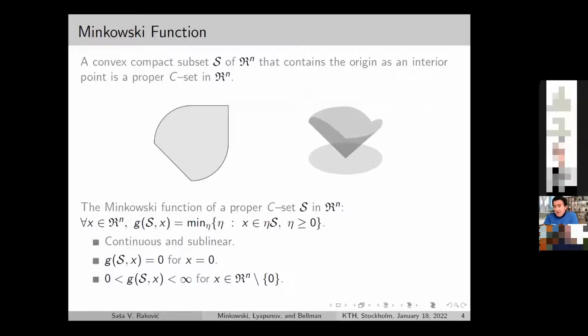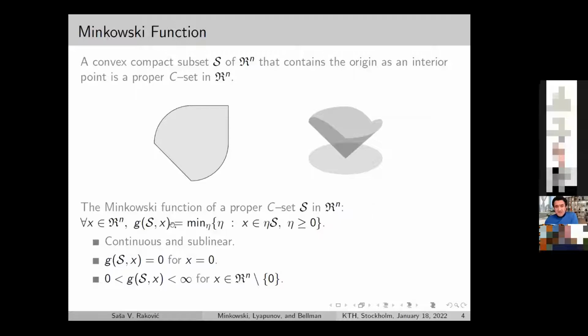Now, the Minkowski function is typically defined through a convex compact subset of R^n that contains the origin as an interior point. An example of such a set is this set, which essentially composes the union of the L2, L1, and L infinity norms in certain cones of the underlying space. And the function on the right is the Minkowski function.